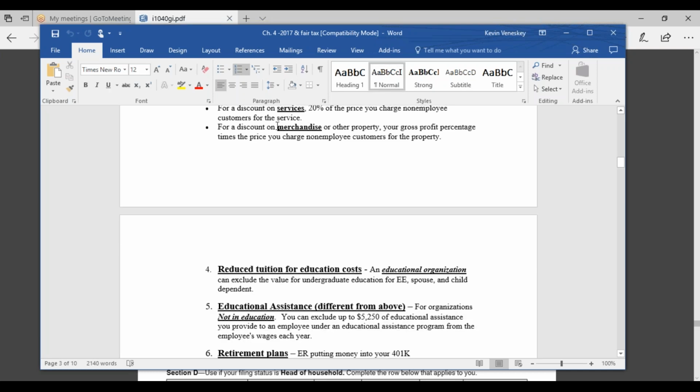Qualified employee discounts. Notice generally you're only allowed up to a 20% discount off what a normal customer would have to pay on a normal price. You can get an extra 20% as the employee and not be considered a taxable benefit.